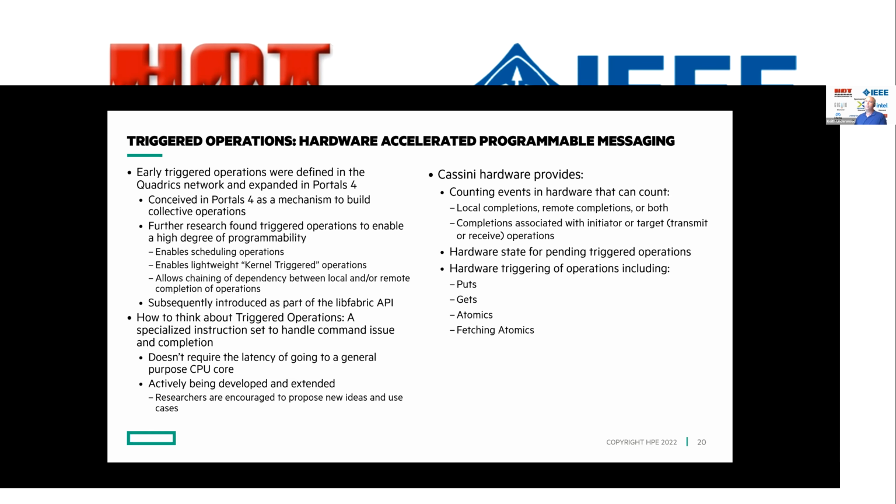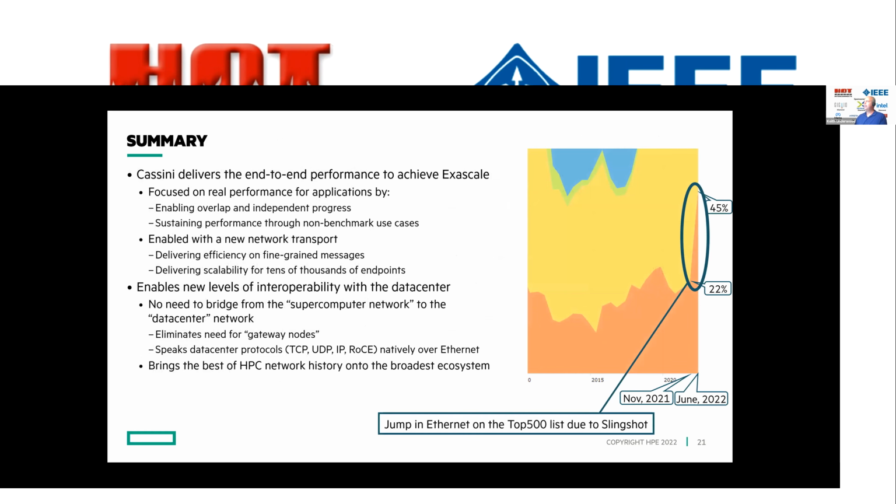Cassini provides the hardware to hold triggered operations and the state for them, and to automatically trigger them when a counting event reaches a threshold. You can count local completions, remote completions, or both. And we can trigger basically all of our standard HPC operations. All right. Cassini is our exascale end-to-end NIC. We've gotten great performance out of it on Frontier.